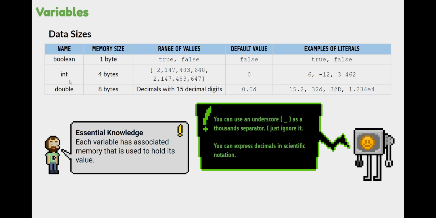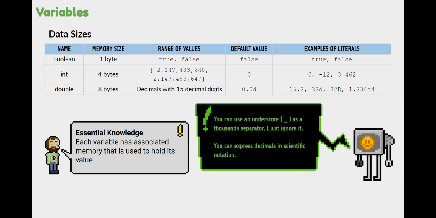The int data type takes 4 bytes of memory, and its range of values can be from negative 2,147,483,648 all the way up to 2,147,483,647.